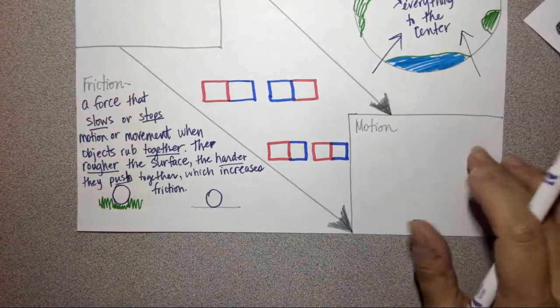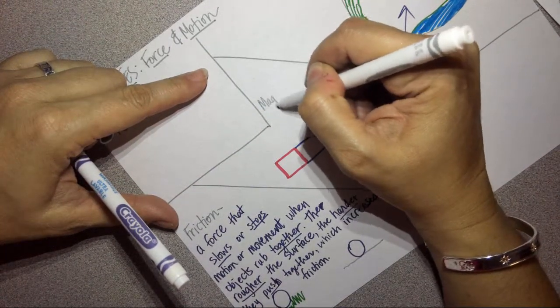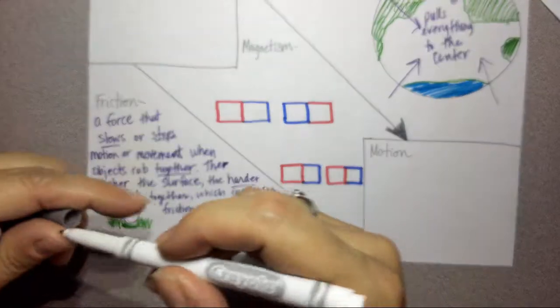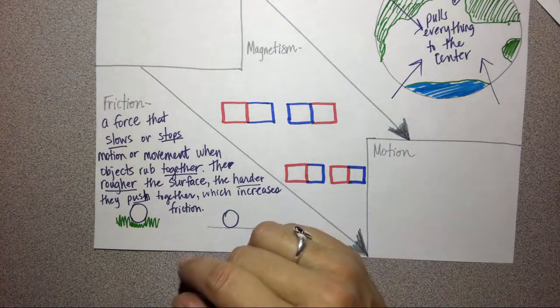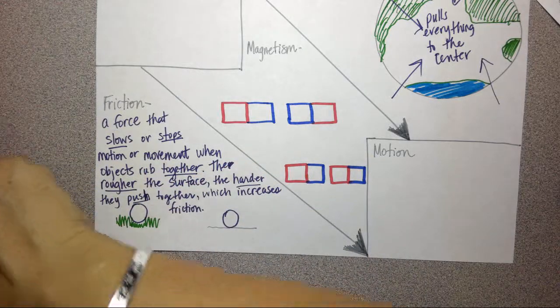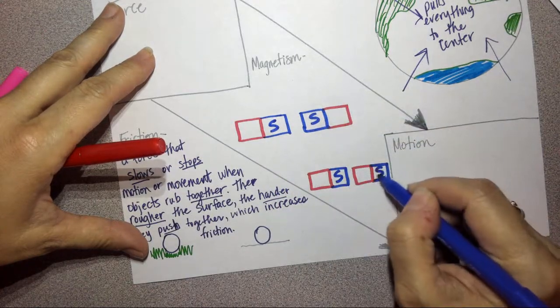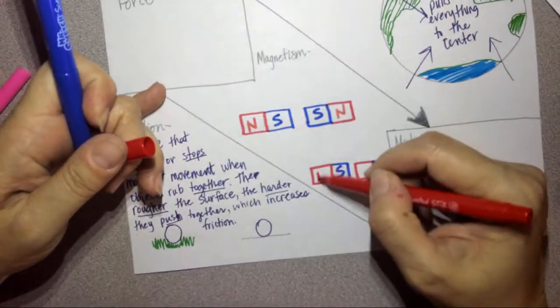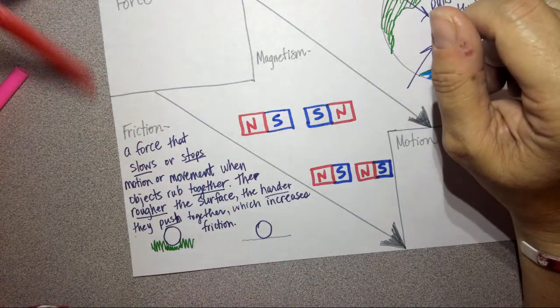Okay? The last force that we're going to talk about is magnetism. Now, in magnetism, you know that we have a north and south pole, right? So we're going to call the blue south and the red north. Good job. Did you know the reason they call it north is because it points north when you have a magnet in front of you? Okay?